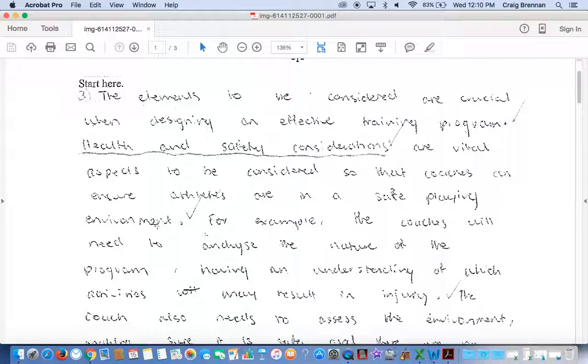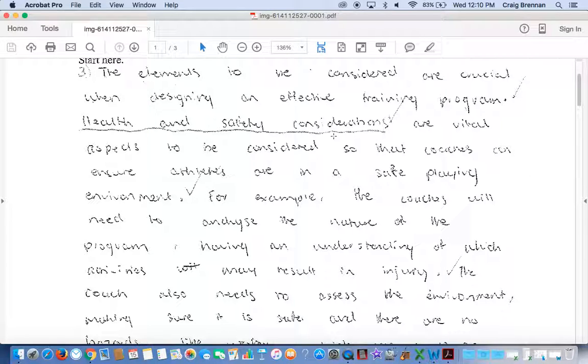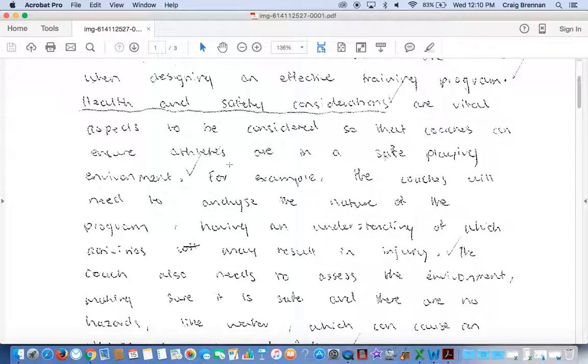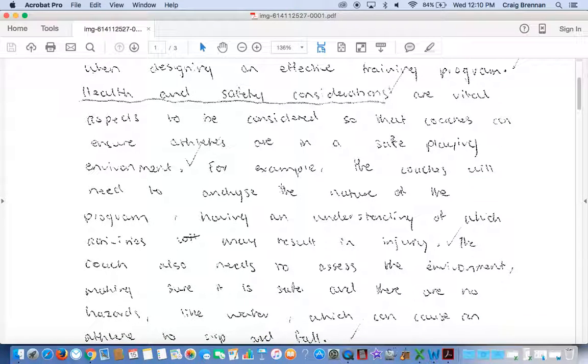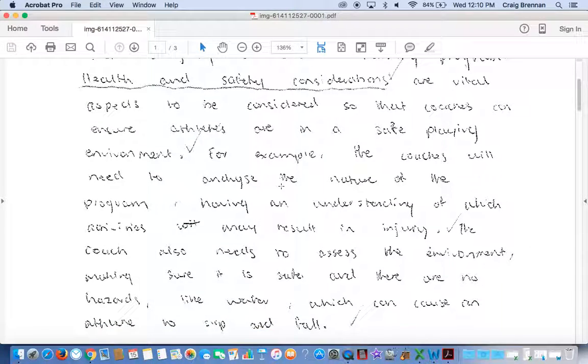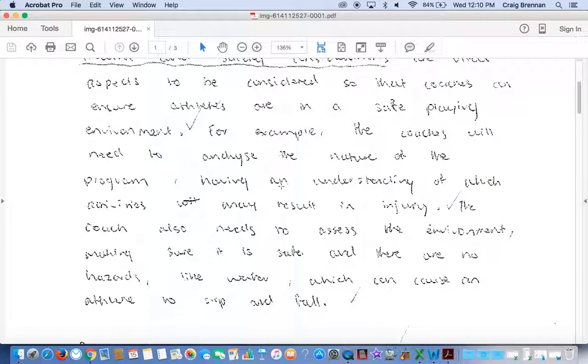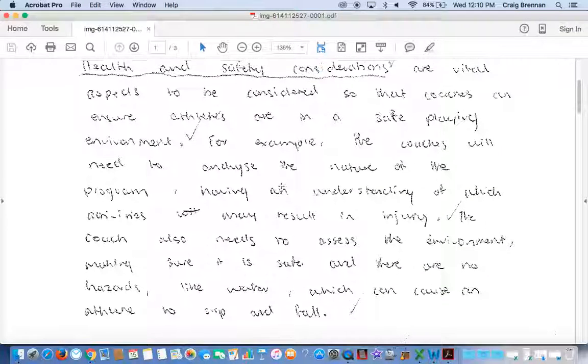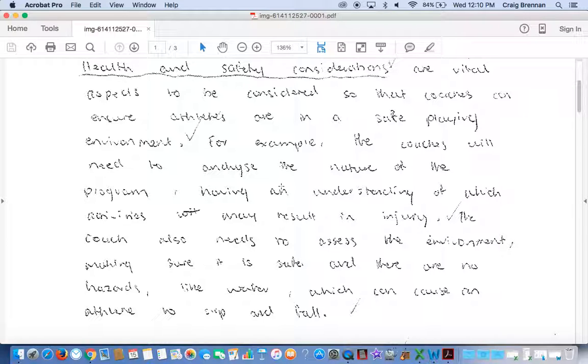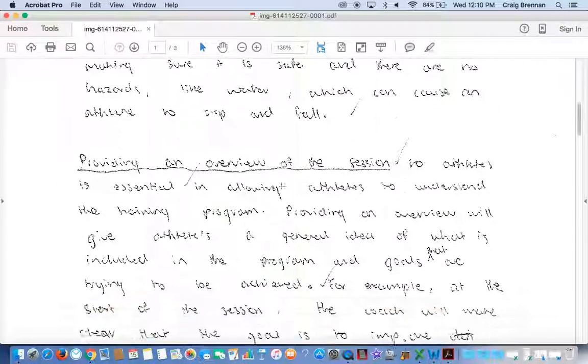First of all, the elements to be considered are crucial when designing an effective training program. Made it very clear, there's his evaluation. Health and safety considerations are vital. Reinforced the evaluation to be considered, he's given the example to go through and talks about what the coach needs to do for the health and safety, even speaks about the environment further down. He's mentioned the dot point area, the syllabus area. He's reinforced the key point. His understanding is correct, and he's reinforced it with examples.